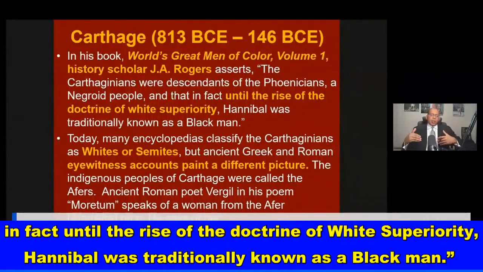Carthage is one of those African empires that Europeans tried to claim as their own. No, these were Black African people. These are descendants of the Phoenicians. Okay, so J.A. Rogers in World's Great Men of Color, Volume 1, said that the Carthaginians were descendants of the Phoenicians, a Negroid people, and that, in fact, until the rise of the doctrine of white superiority, Hannibal Barca was traditionally known as a Black man.